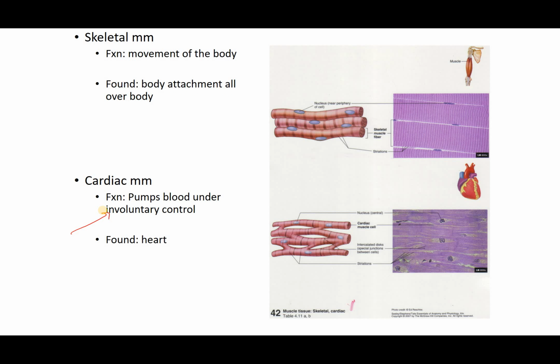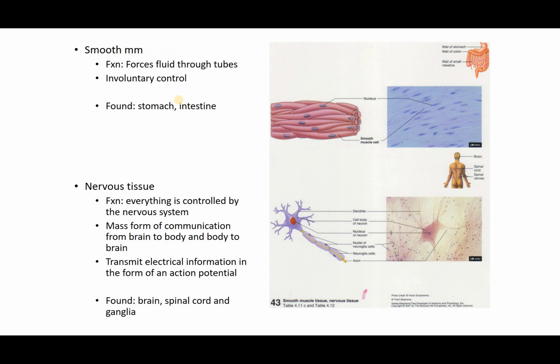The skeletal muscle is considered voluntary, which means we can choose to move these muscles if we want to, and choose not to move them. So that would be considered voluntary control. Smooth muscle forces things through the tubes, whether it's food or fluid or whatever. So it forces things through our tubes in our body. It is also under involuntary control or autonomic control.